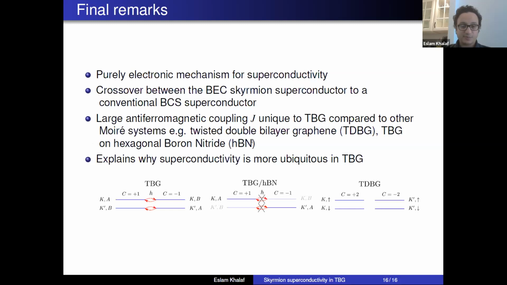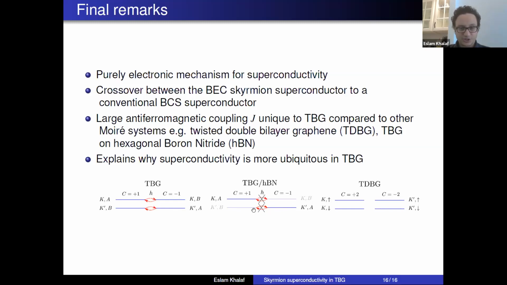And this actually explains an experimental puzzle, which is why do we see superconductivity in twisted bilayer graphene, but we don't seem to see superconductivity when we put this twisted bilayer graphene on hexagonal boron nitride. What happens when we do this is that this substrate induces a sublattice potential. So it favors filling of sublattice A over sublattice B. This means that in this picture we kind of get rid of one of the sublattices. And as you can see, this hopping term that's responsible for this antiferromagnetic coupling would then be strongly suppressed.